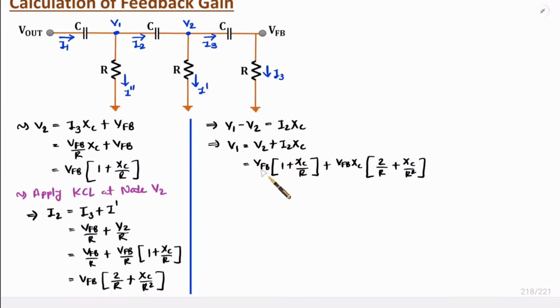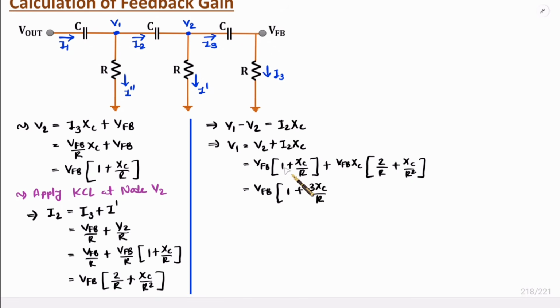Now we need to simplify this equation. So I'll be taking VFB common. If you take VFB common, then we will be having parameters inside. See, here we have 1, so let us write 1 over here. Now we have XC by R over here, and here if you observe, XC is getting multiplied inside with 2 by R. So 2XC by R plus XC by R will be 3XC by R over here.